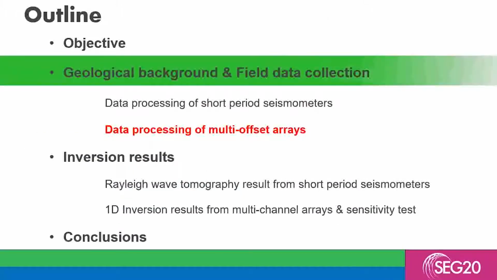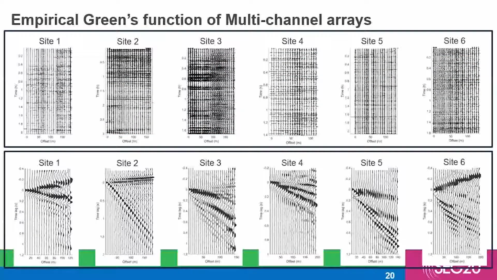And then we will introduce the data processing of multi-offset arrays. Unlike the processing of short period seismometer records, in the multi-channel arrays, we set one trace as a virtual source and cross-correlate all the other receivers' data with that one particular receiver. After a standard bandpass filter from 1 to 50 Hz, normalization and spectral widening, we cut the time domain data into a lot of small segments and cross-correlate with one trace. After stacking all the small segments of cross-correlated data together, the empirical Green's function on multi-channel arrays can be achieved.